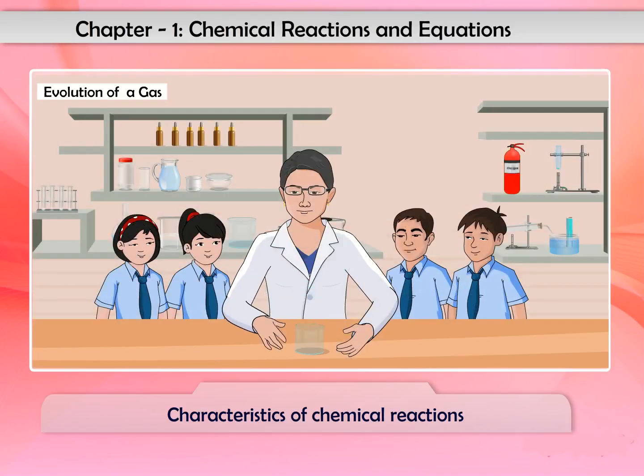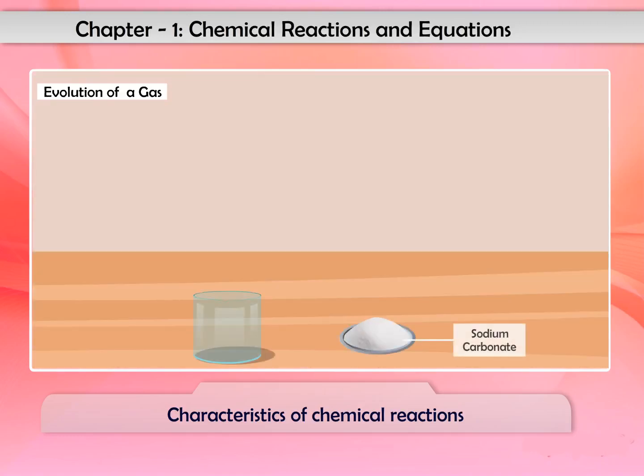2. When dilute hydrochloric acid is poured over sodium carbonate in a beaker, carbon dioxide gas is evolved.